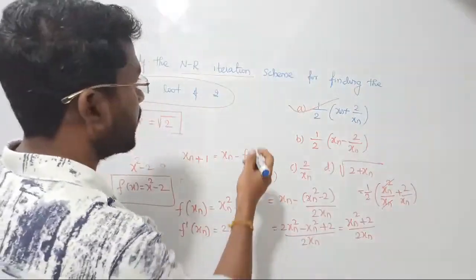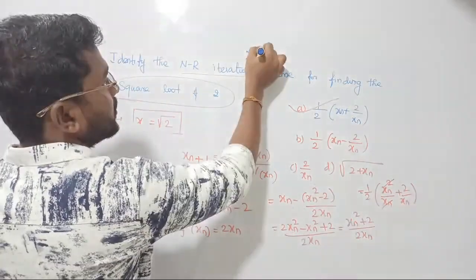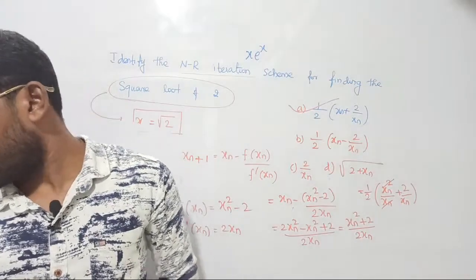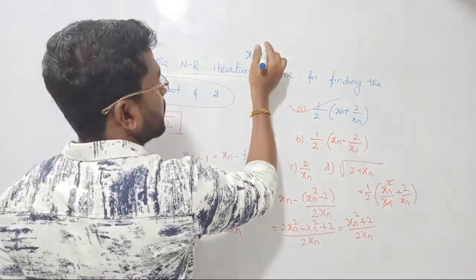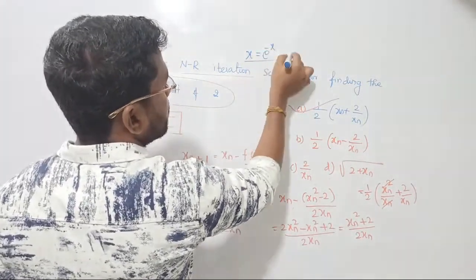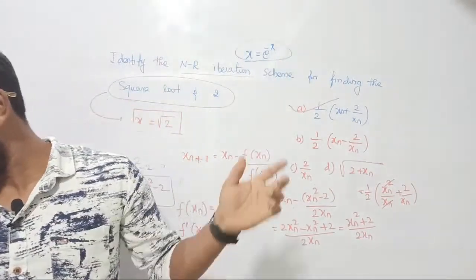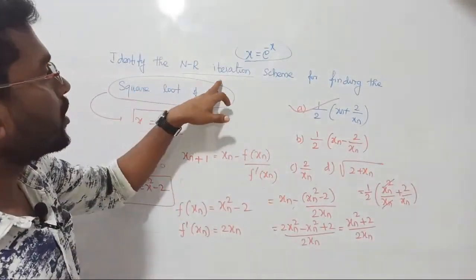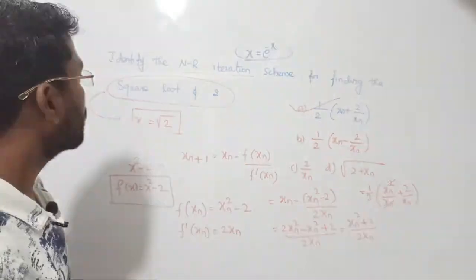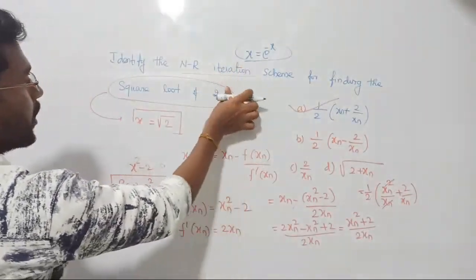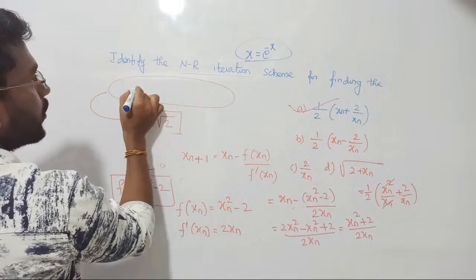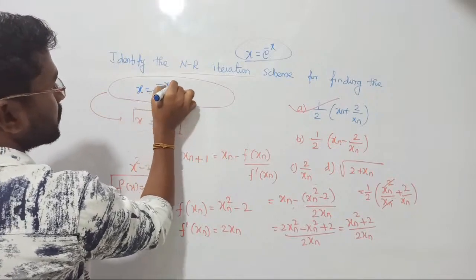The function given is x into e power x. That's all. This is the given function, sorry, x equal to e power minus x. X equal to e power minus x, right? The same question, right? So identify the Newton Raphson iteration scheme, right? For finding here not square root of 2, we have to consider x equal to e power minus x. That's all.